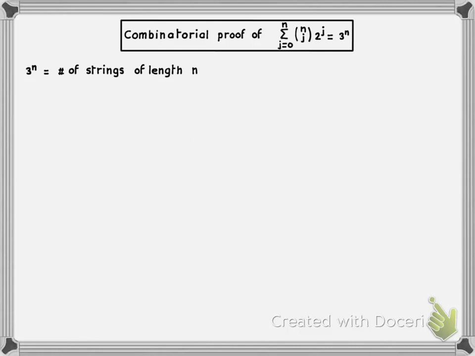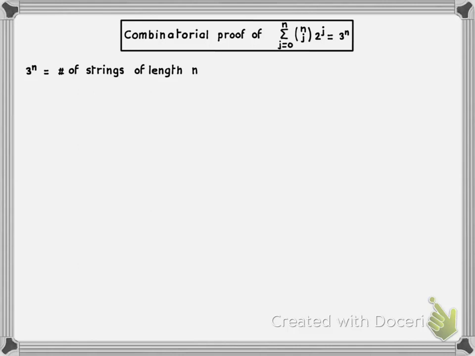So why don't you pause the video and come up with a combinatorial problem whose answer is obviously 3 to the power n. So let's consider a string of length n. So it has n positions. And if the total number of such strings is equal to 3 to the power n, then what can we infer about the possible number of letters at each position? Well, it must be equal to 3.